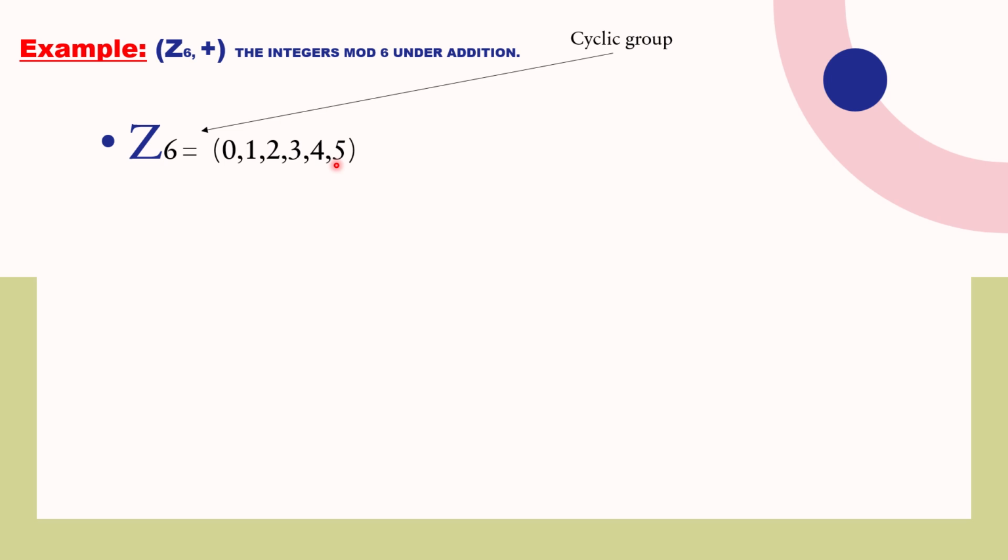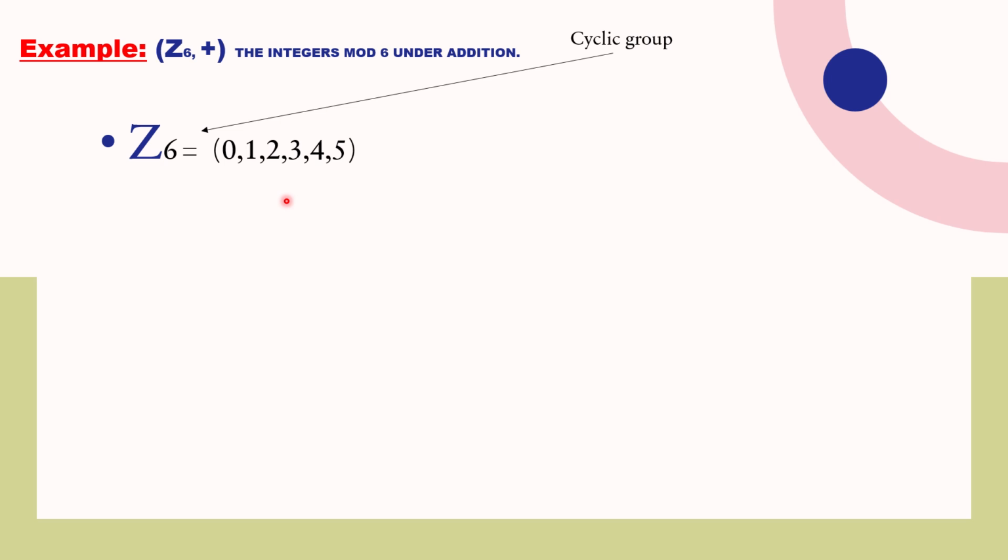In a modular group, when we have elements till 5, the next element, which is 6, will be assigned to 0. Then 7 will be assigned to 1, then 8, 9, 10, 11, and so on. So 12 will be assigned to 0, and 13 will be assigned to 1. And that's how the cycle continues. So this is one example of a cyclic group, and that is the integers mod 6.